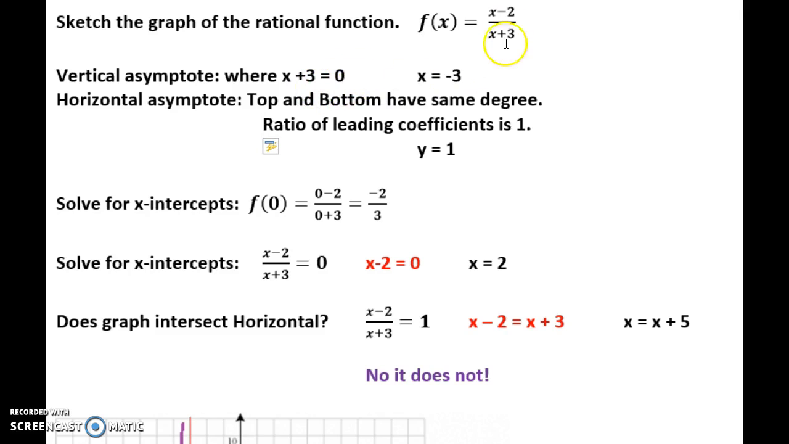And the vertical asymptotes are going to be where the bottom part of the ratio is equal to 0. And that will be where x equals -3, if you solve that for x.